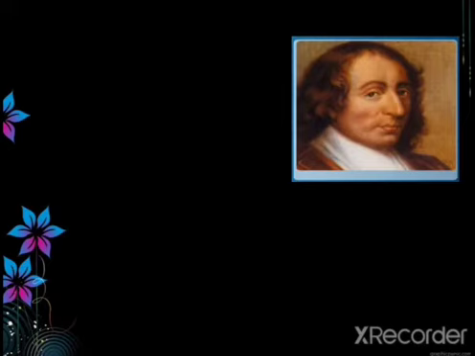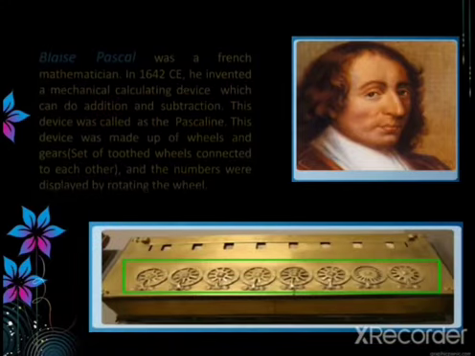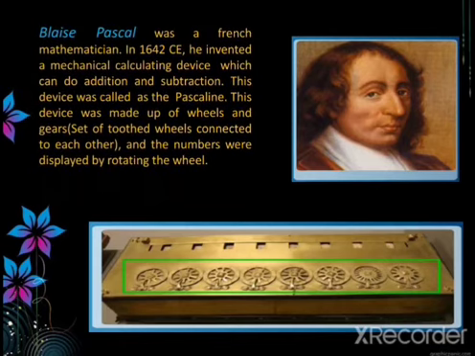Blaise Pascal was a French mathematician in 1642 CE. He invented a mechanical calculating device which can do addition and subtraction. This device was called the Pascaline. This device was made up of wheels and gears. That means a set of two or three wheels connected to each other, and the numbers were displayed by rotating the wheels.